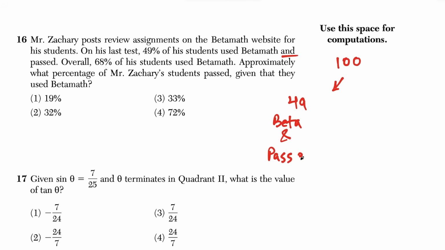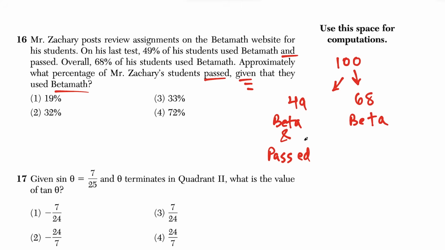So beta and they passed. But then we look at this information: 68% of his students used Betamath. So here we could say 68 students used Betamath. Let me spell this correctly, B-E-T-A, like this. All right, now we reread the final part of the question. What percentage of Mr. Zachary's students passed given that they used Betamath?